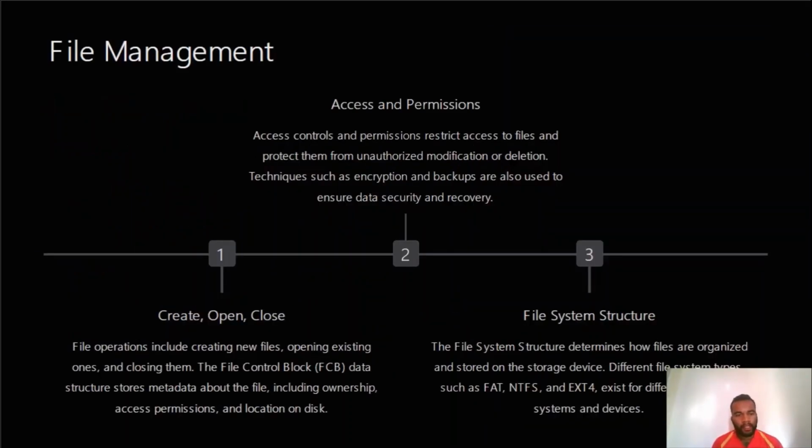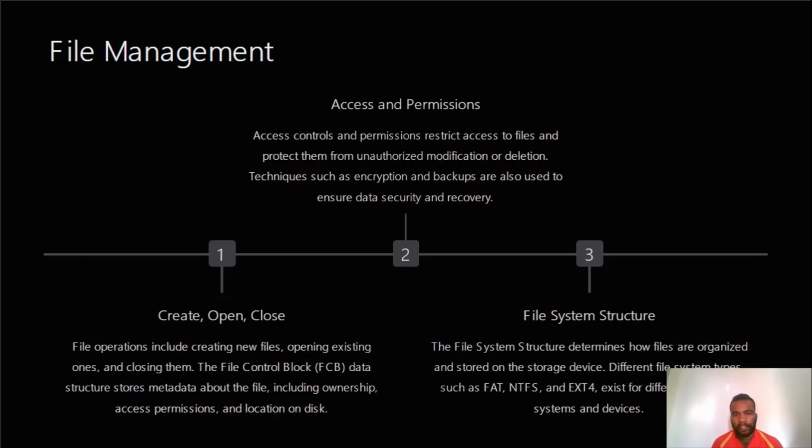File management. The first one is create, open, and close. File operations include creating new files, opening existing ones, and closing them. The file control block (FCB) data structure stores metadata about the file, including ownership, access permissions, and location on disk.